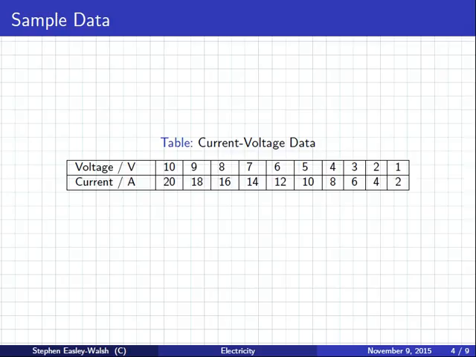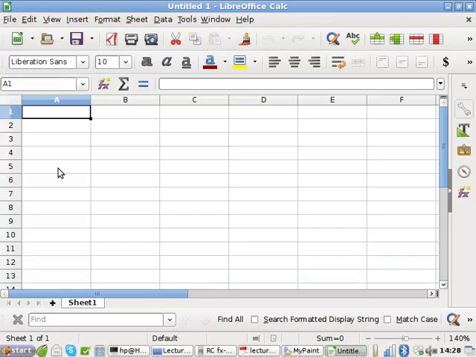Okay, do you copy the table? Let's make the graph. We have talked about making graphs when we made the velocity time graph. So we need voltage. Another name for voltage is potential difference. I'll just call it voltage, and the unit is volts. And here we have current, and the unit is amps.